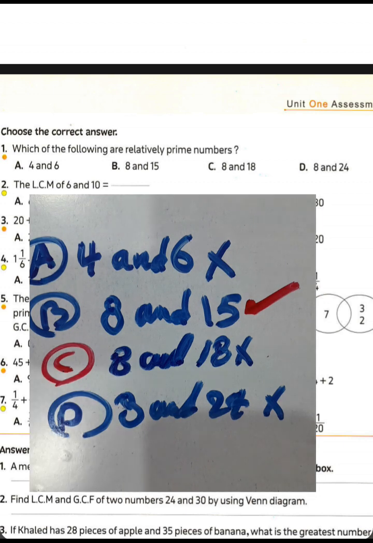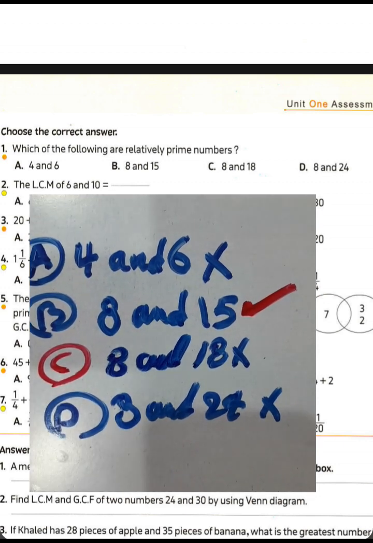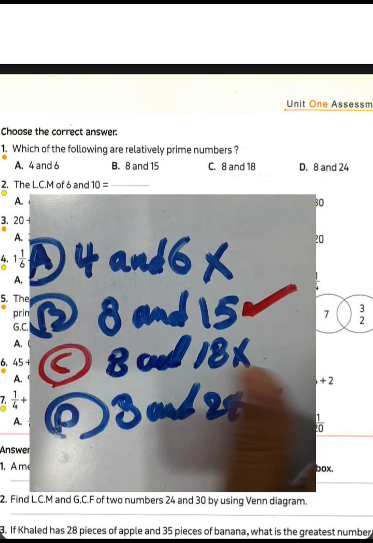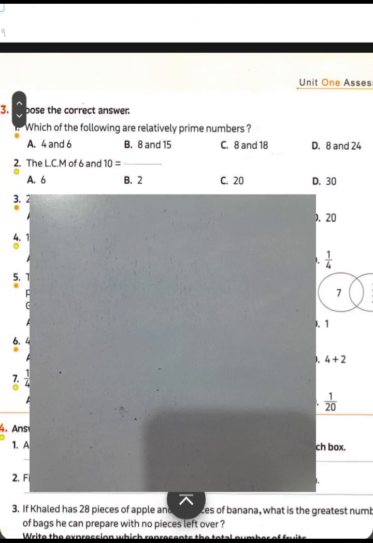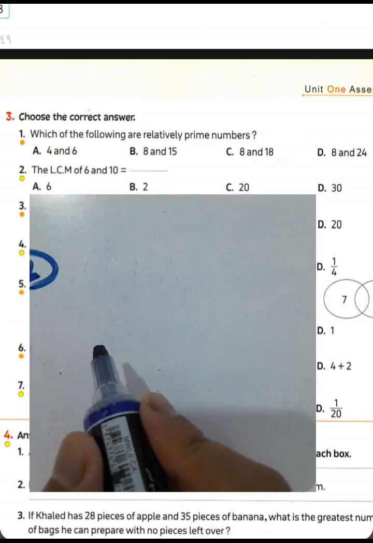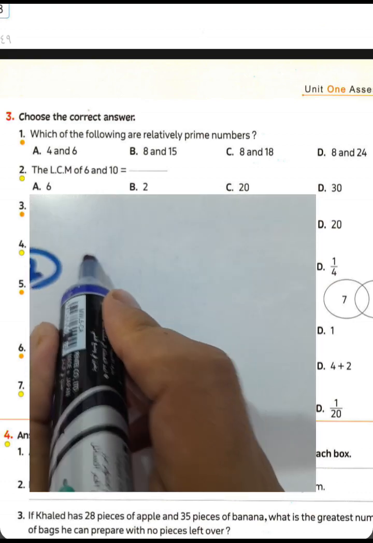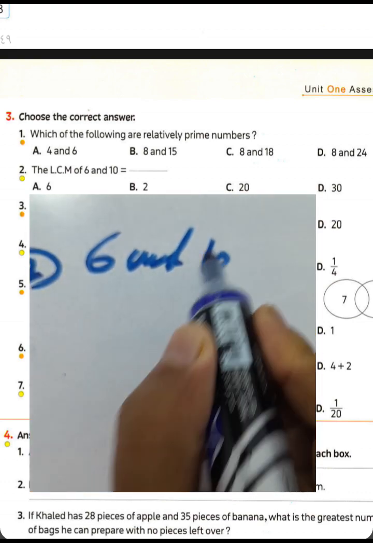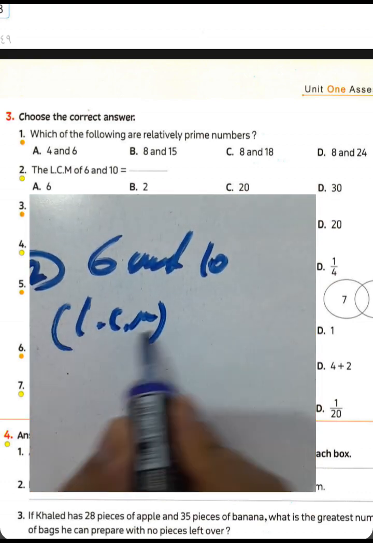Question number 2. The least common multiple of 6 and 10. Who can tell me if 10 can be divided by 6? Then you can add 10 plus 10 equal 20. 20 can be divided by 6. 20 plus 10 equal 30. Then, question number 2, the least common multiple between 6 and 10, it will be what?